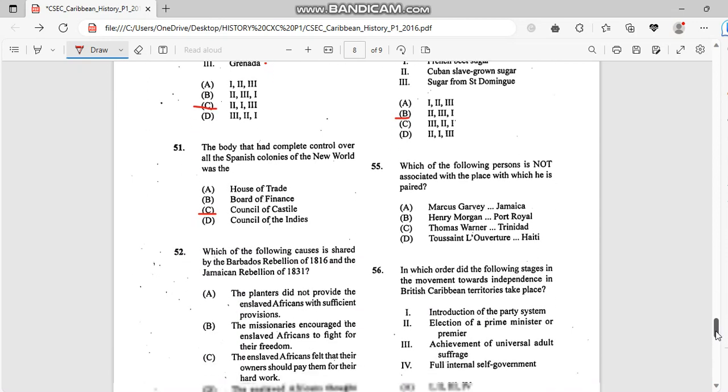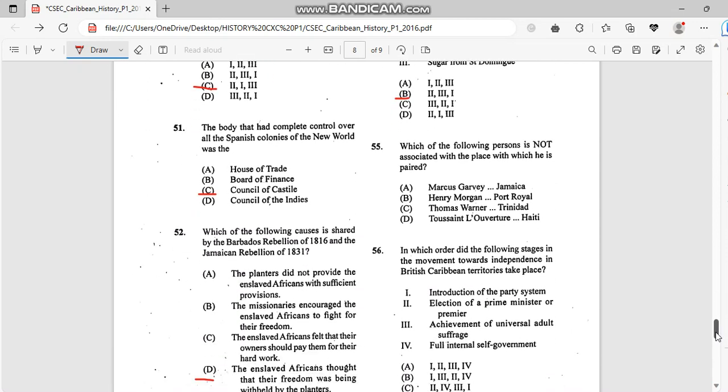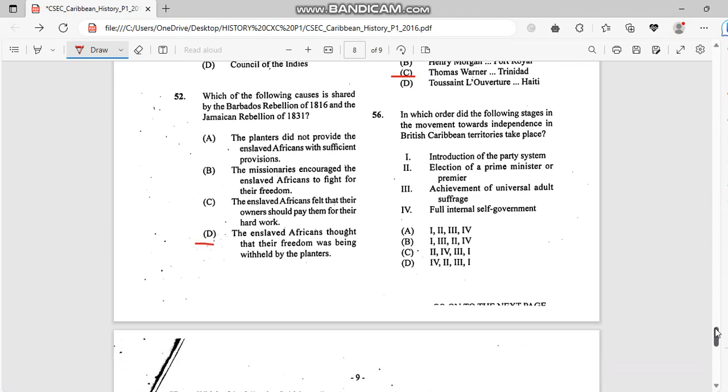Alright. Number 55. Which of the following persons is not associated with the place in which he appeared? And it was, let me see, Thomas Warner. Alright. Number 56. In which order did the following stages of the movement to independence in British Caribbean territories take place? And let me see, this first, so it's I, and you have the right to vote first. So 1, 3 right here, 2, then election and then full self-government. So the answer is B, guys.